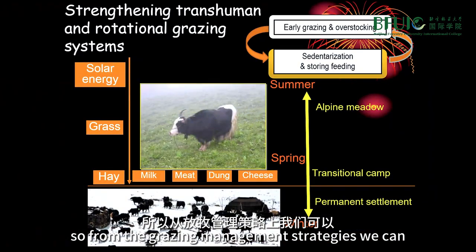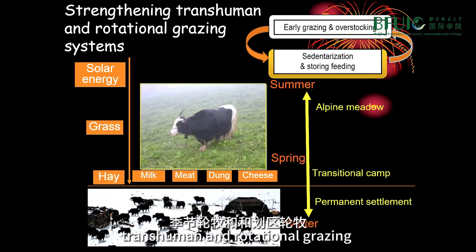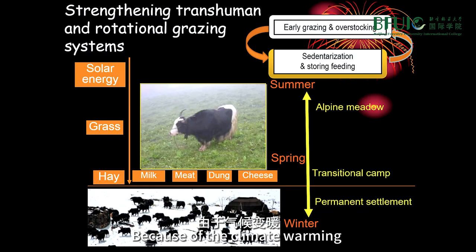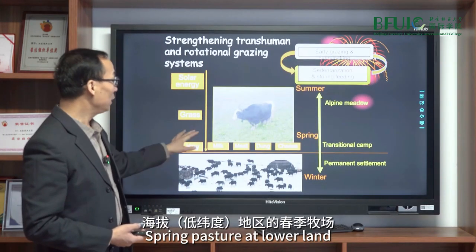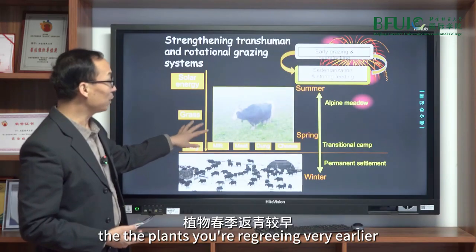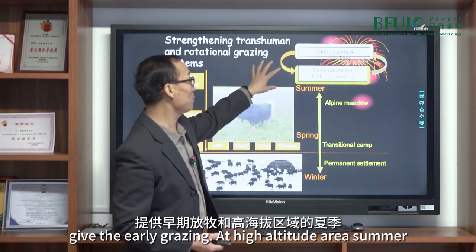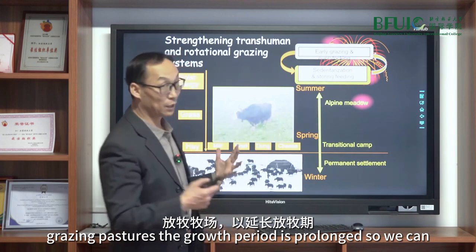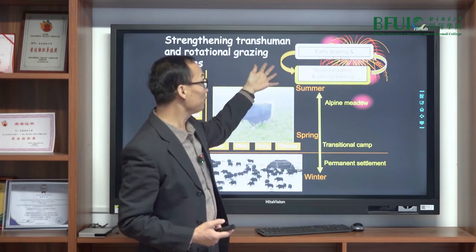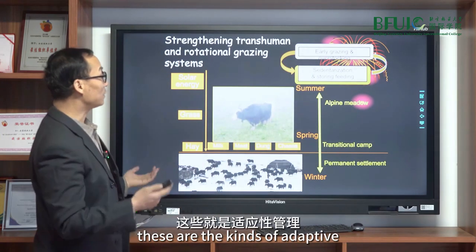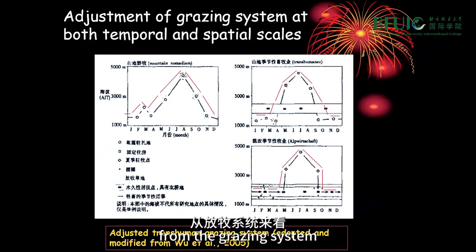From the grazing management strategies, we can strengthen transhumance and rotational grazing. You know, because of the climate warming, on spring pasture at lower land, the plants regrow much earlier, so we can do early grazing. And in the high altitude area, on summer grazing pastures, the growth period is prolonged, so we can enhance the grazing period on the summer pasture. These are the kind of adaptive management to cope with climate change in the grazing system.